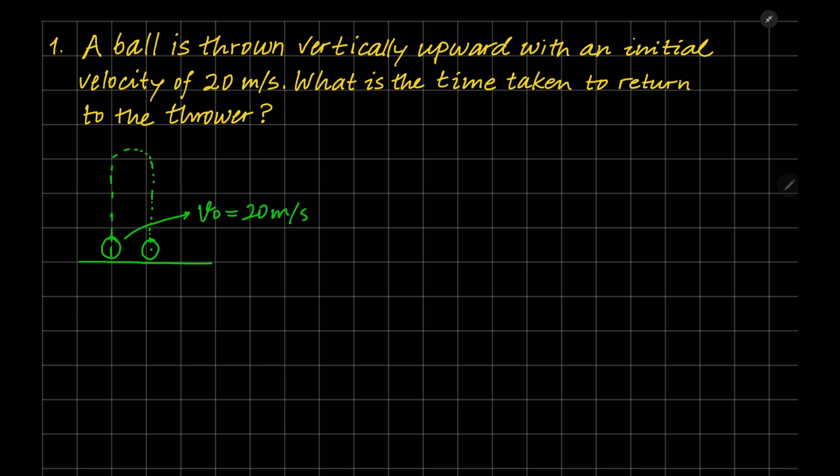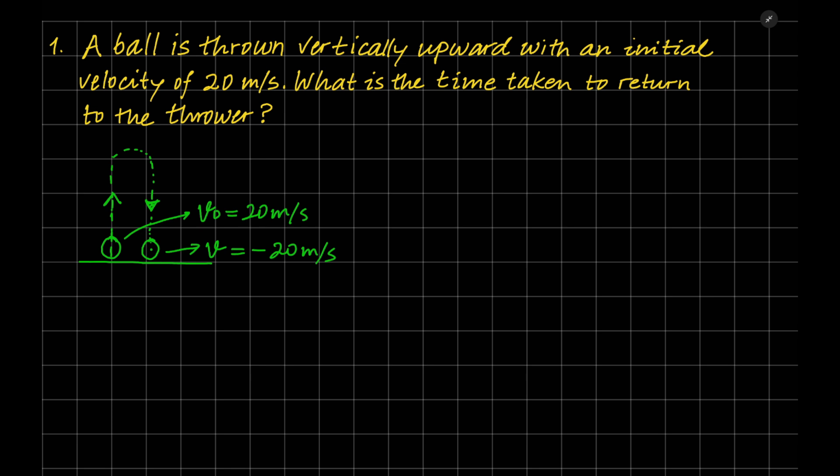When it returns to the thrower, its velocity is equal to negative 20 meters per second because the direction of motion changes. Okay, from upwards to the downwards. The direction of motion changed from upwards to the downwards.